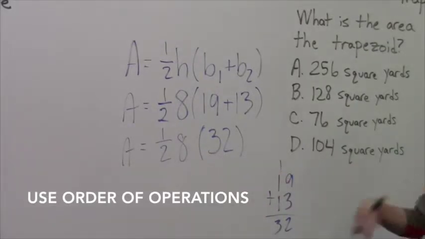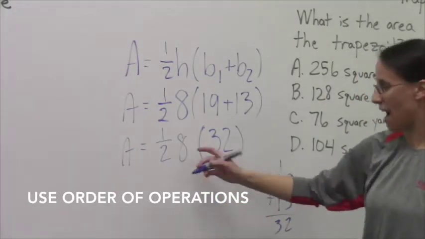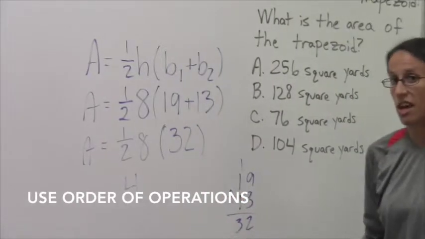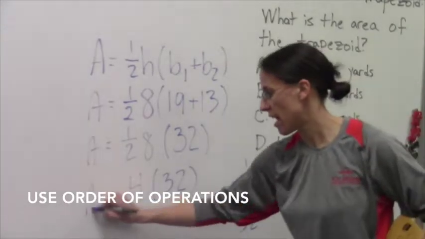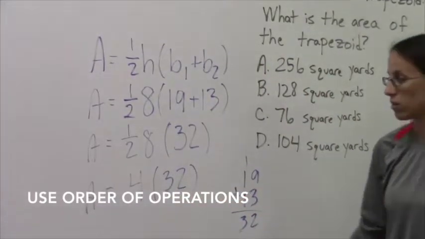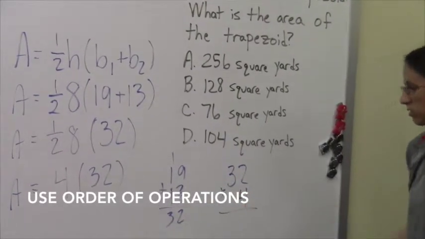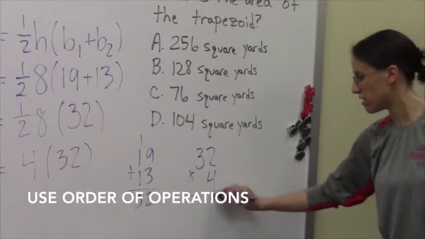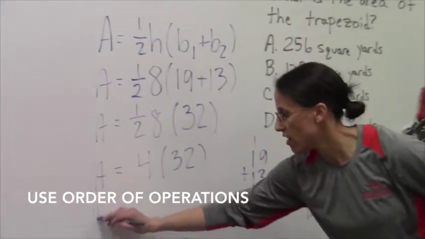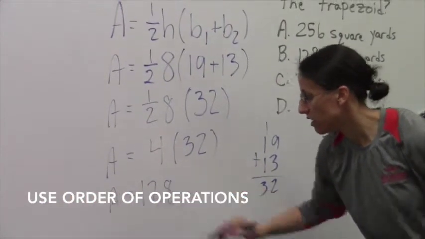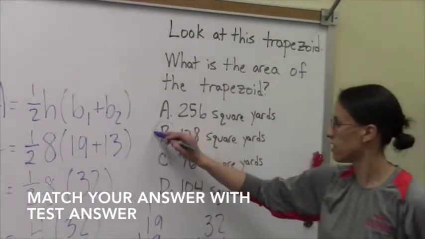Now from here, I would prefer to take 1/2 of 8 because that's easier for me to do than multiplying 8 times 32. So I'm going to take 1/2 of 8, which is 4. So I just did 8 divided by 2. And then I'm going to bring down the 32. So now I have area is equal to 4 times 32. I'm going to come over here and I'm going to do 32 times 4. I'll do 4 times 2 is 8, and then 4 times 3 is 12. And I have area equals 128. So I'm going to go to my list of answers to find the correct answer, and I see that it is B.